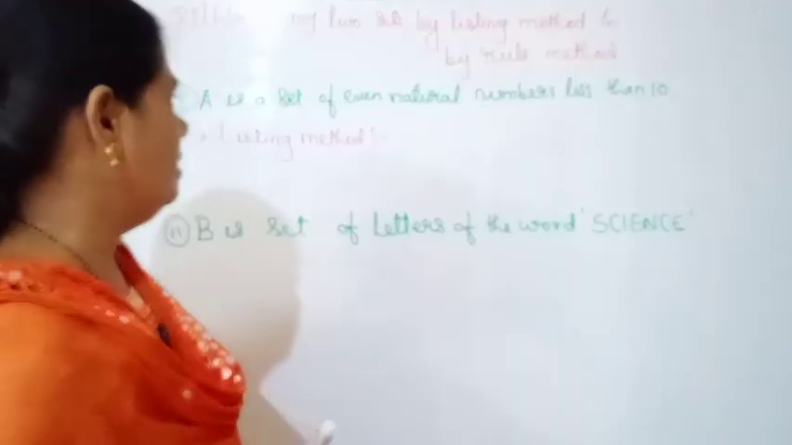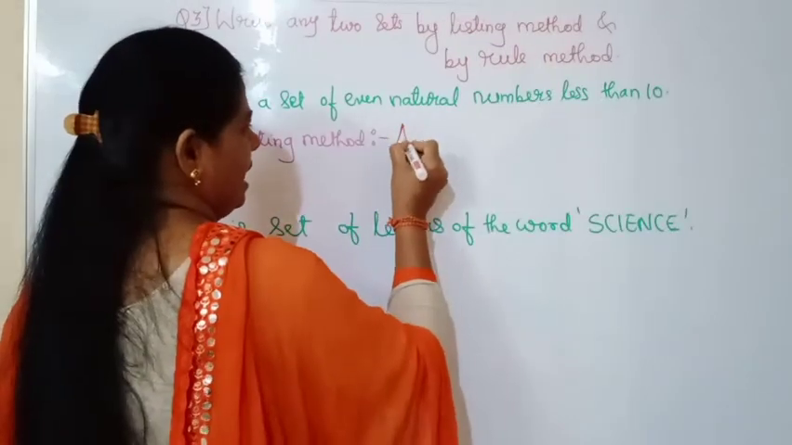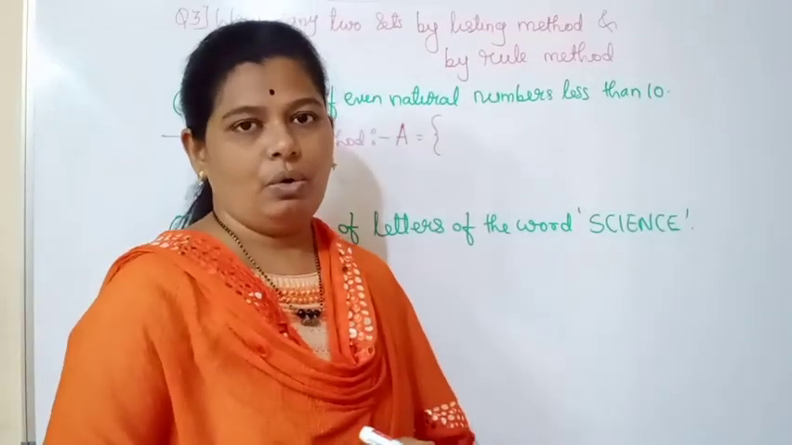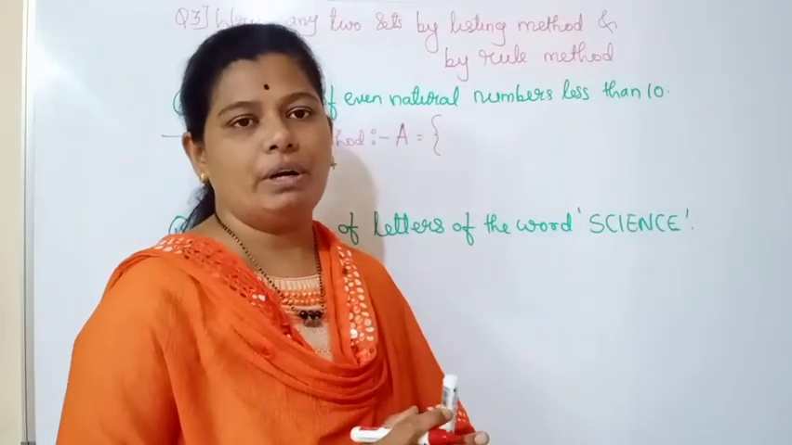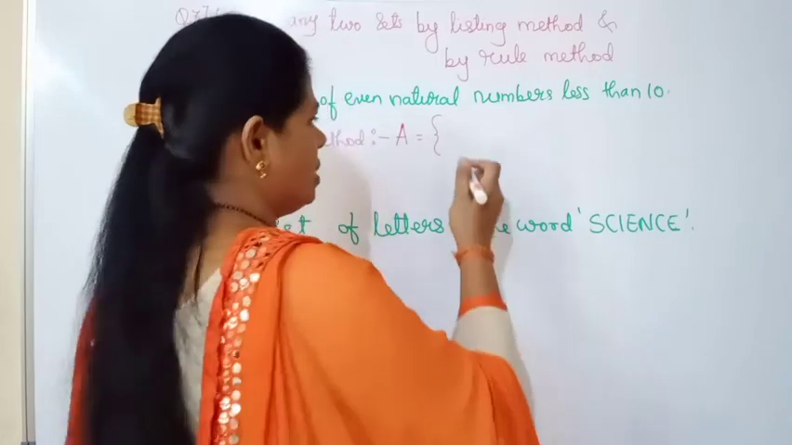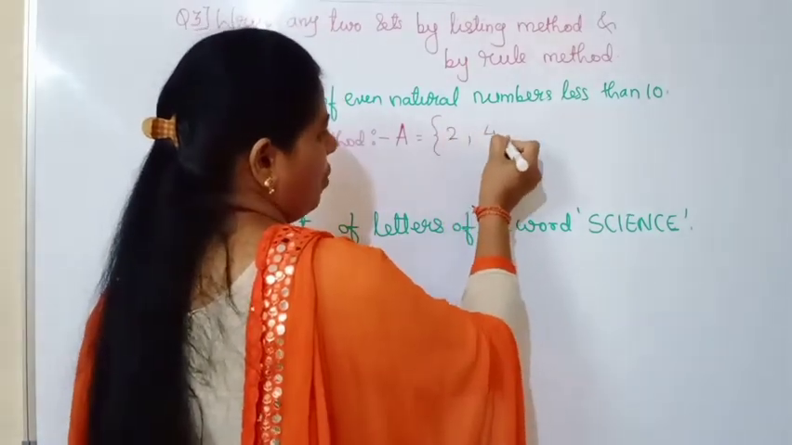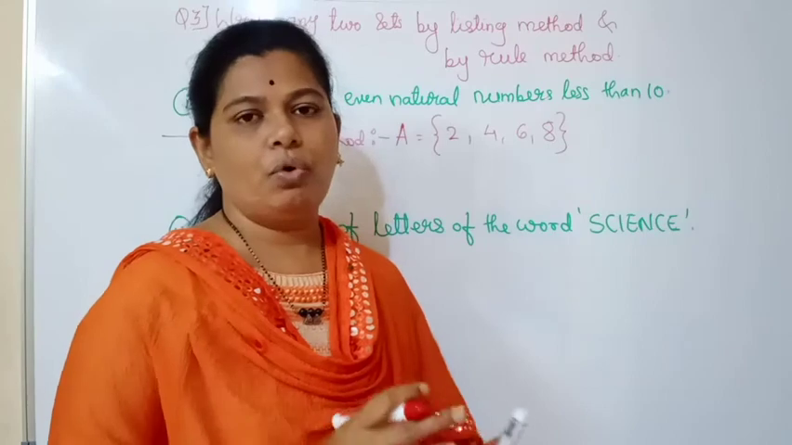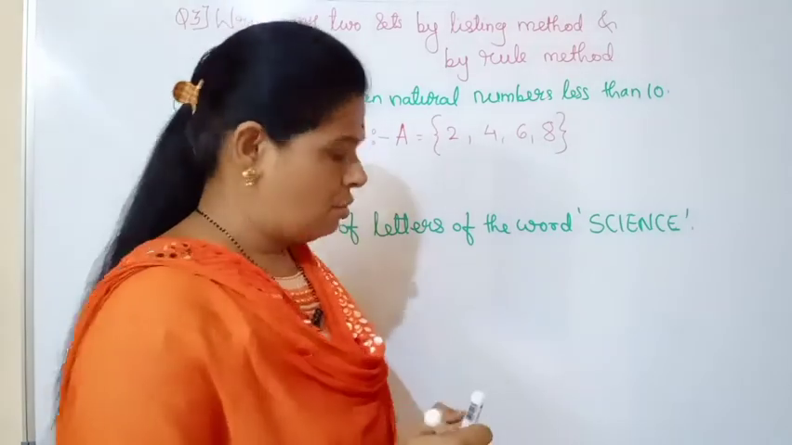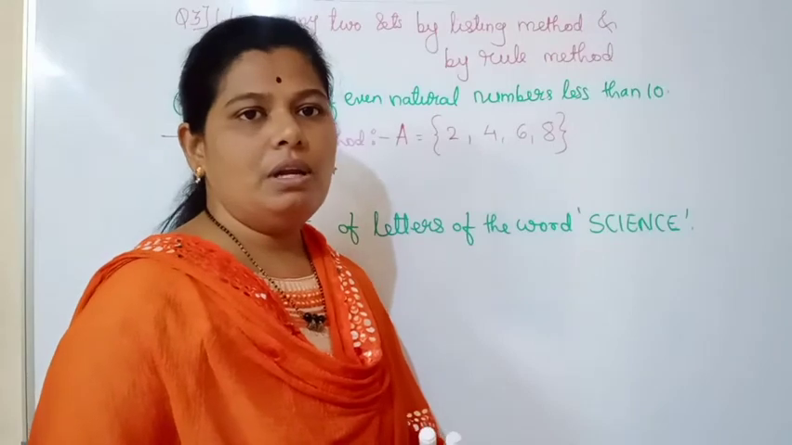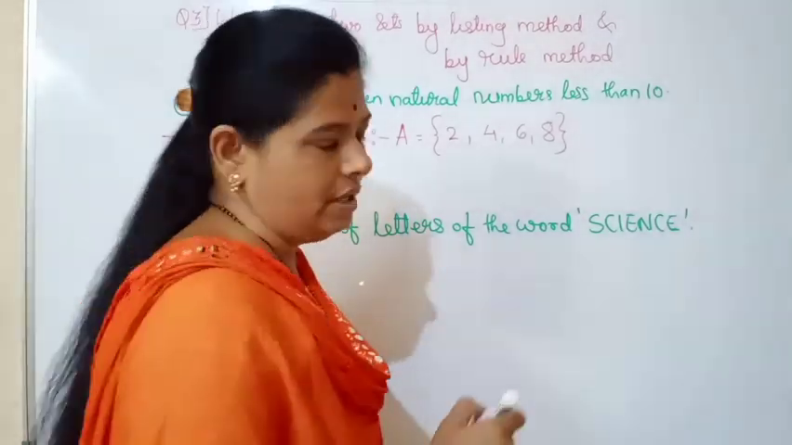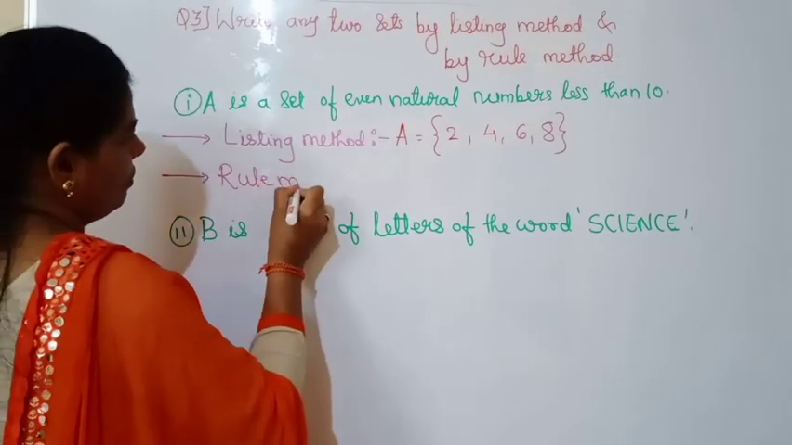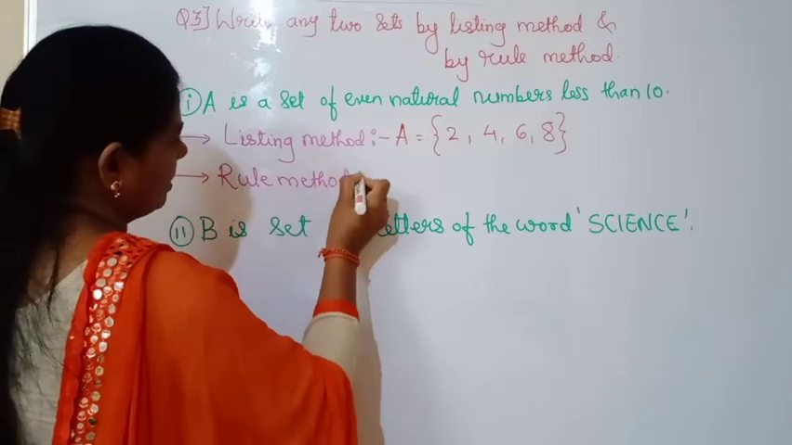So we will write the set. The name of the set is A. So A equal to even natural numbers less than 10. We have to write a set of the even numbers which are less than 10. Now which are less than 10? That is 2, 4, 6 and 8. So these are the 4 even numbers which are less than 10. So this is our which method? This is the listing method. Now we will write the set in the second method, that is the rule method.